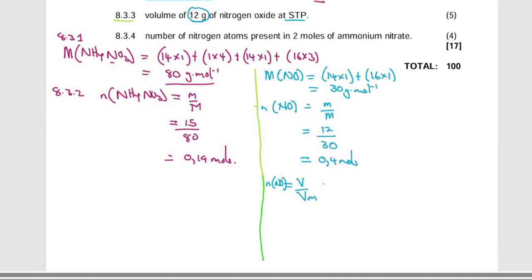We already have the number of moles, so 0.4 is equal to the volume we're looking for over Vm. Because it's under standard temperature and pressure, STP, we're going to use 22.4. Therefore, V is 0.4 multiplied by 22.4, and we get 8.96. The units of measurement are dm cubed, because this is our volume.